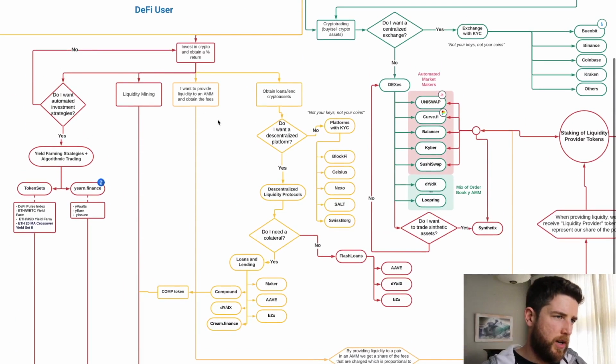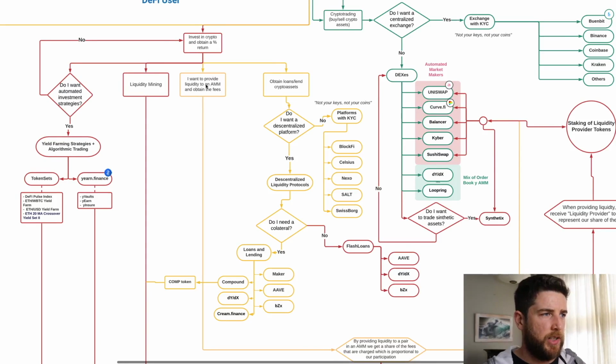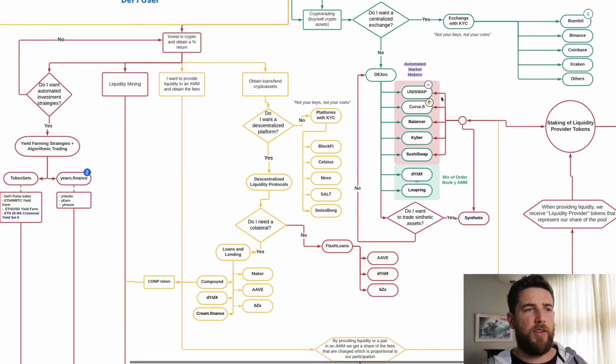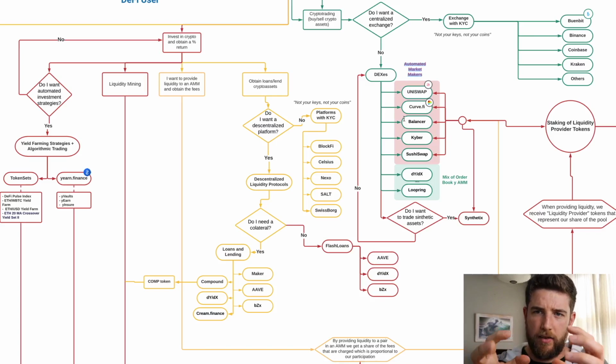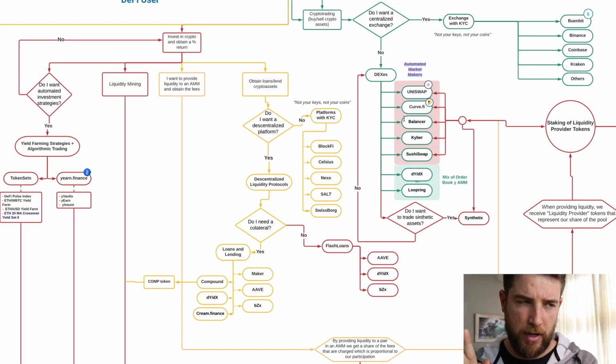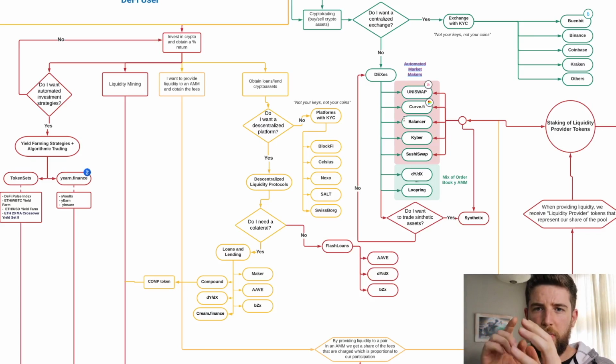And now we enter into more complex things, like: I want to provide liquidity to an AMM and obtain the fees. An AMM is an automated market maker; we talked about this previously. So what does it mean that you want to provide liquidity? Well, as we talked about before, all of these exchanges are basically a bag of money that sits on smart contracts, and each trading pair is a specific bag of money. And what happens is that people will put money into these bags in a proportional way, right?